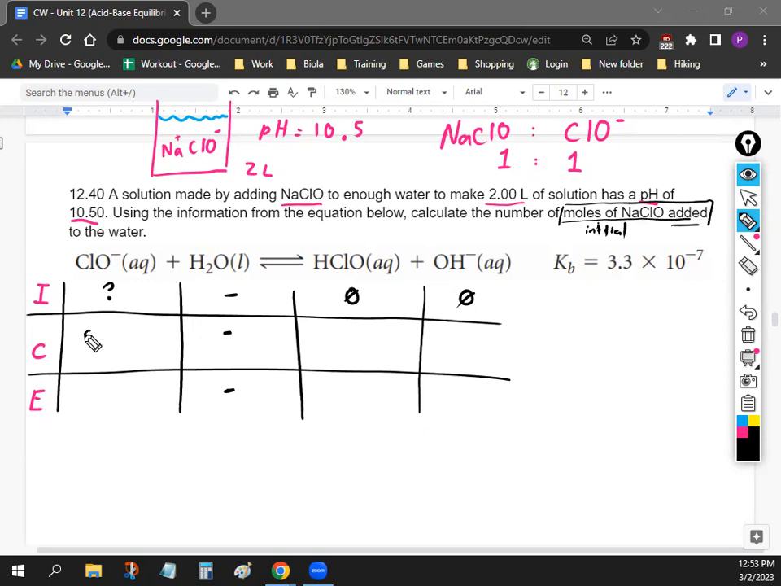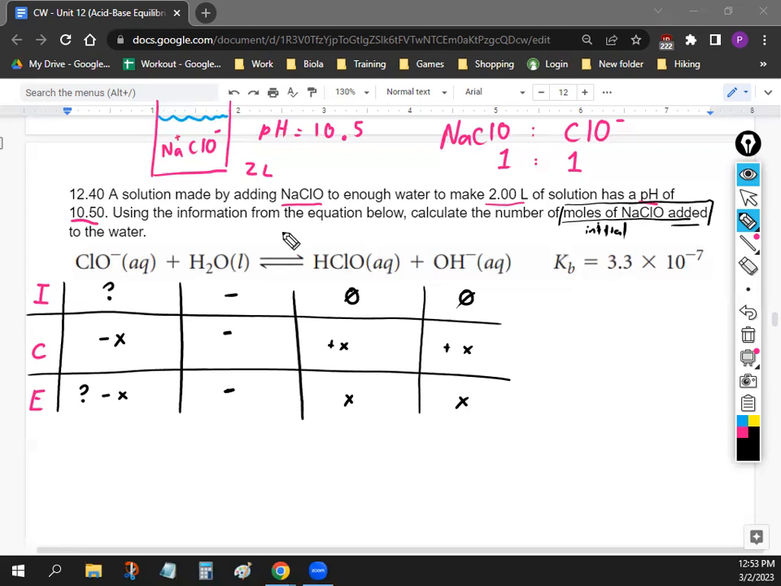So the change here: are we gonna gain or lose ClO minus? Yeah, we're gonna lose, right? Because it needs to dissociate. That means we're gonna gain these guys. And so what's gonna happen is you're gonna end up with X and X for this, and then our question mark minus X, okay? So this looks like a very solvable equation, right?